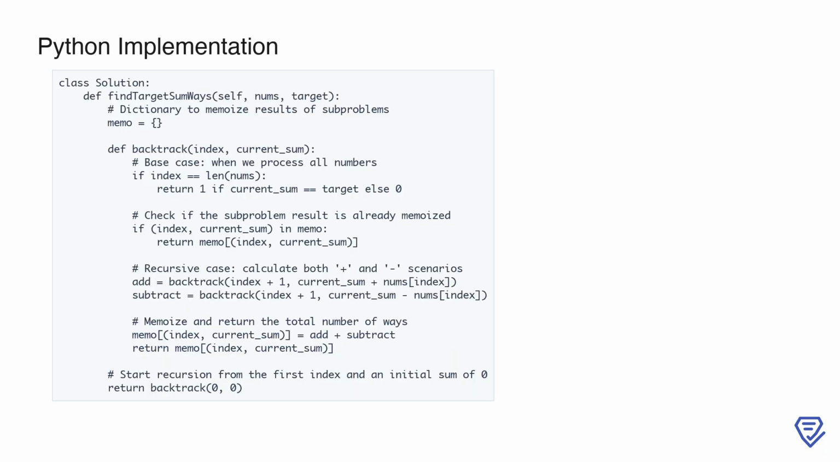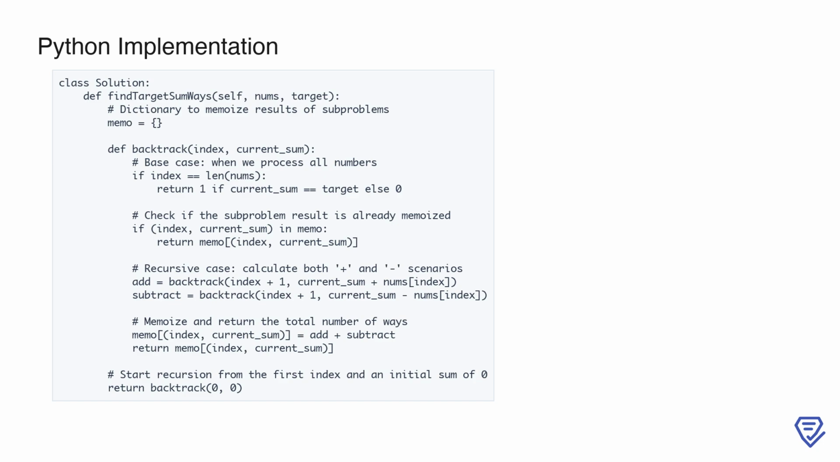This solution uses a recursive backtracking approach with memoization to solve the target sum problem efficiently. Here's how it works, line by line. 1. Memoization dictionary. The memo dictionary is initialized to store the results of subproblems. Each key is a tuple, (index, current_sum), and the value is the number of ways to achieve the target from that state.